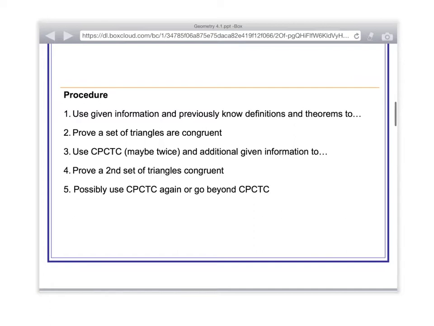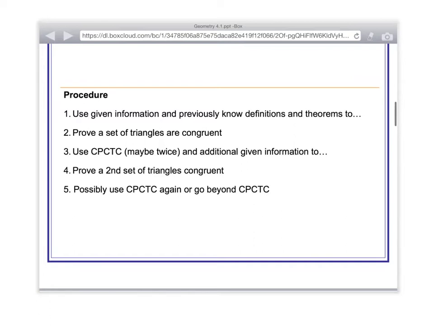First, we're going to use any given information, definitions, theorems, etc., as we normally would in any other proof. We are then going to prove a set of triangles congruent. Remember, we have four methods: ASA, SAS, SSS, or the HL postulate. After we prove the triangles congruent, we are going to use CPCTC, possibly twice, usually once, and then we're going to look to see if we've been given any additional information.